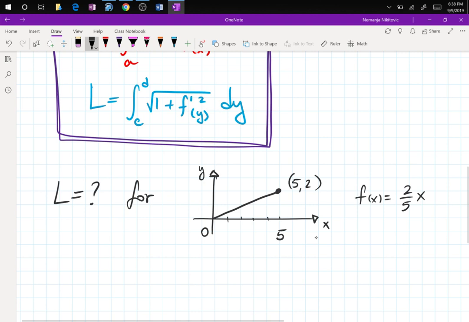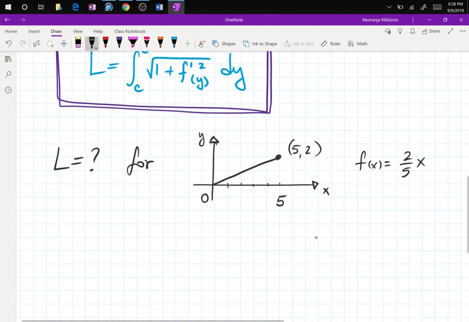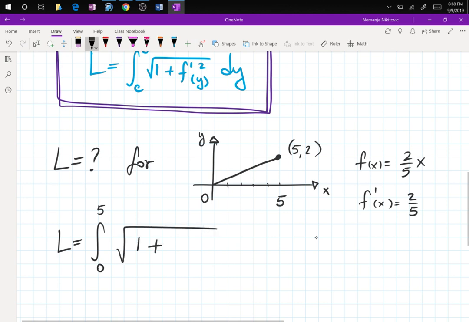So now we have that. We know that we have to take the derivative of this, which is 2/5, and now we can do the integral. So the integral from 0 to 5, and now we have our function derivative, the square root of 1 plus, and this is the derivative squared, we just have 2/5 squared dx. So obviously you can't have a cheaper problem than this. But then again, you would never use this method for a linear line because you know the distance formula. At least I hope you know the distance formula.